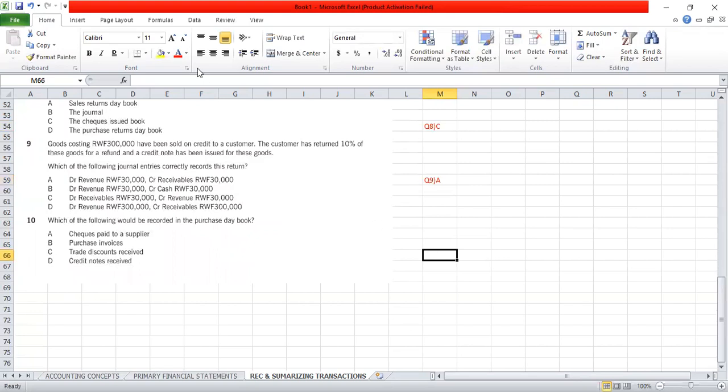The last question from our last topic. Which of the following would be recorded in the purchase daybook? The purchase daybook is all items we purchase. Cheque paid to supplier? No. Purchase invoice? Yes. All purchase invoices will be recorded in the purchase daybook.